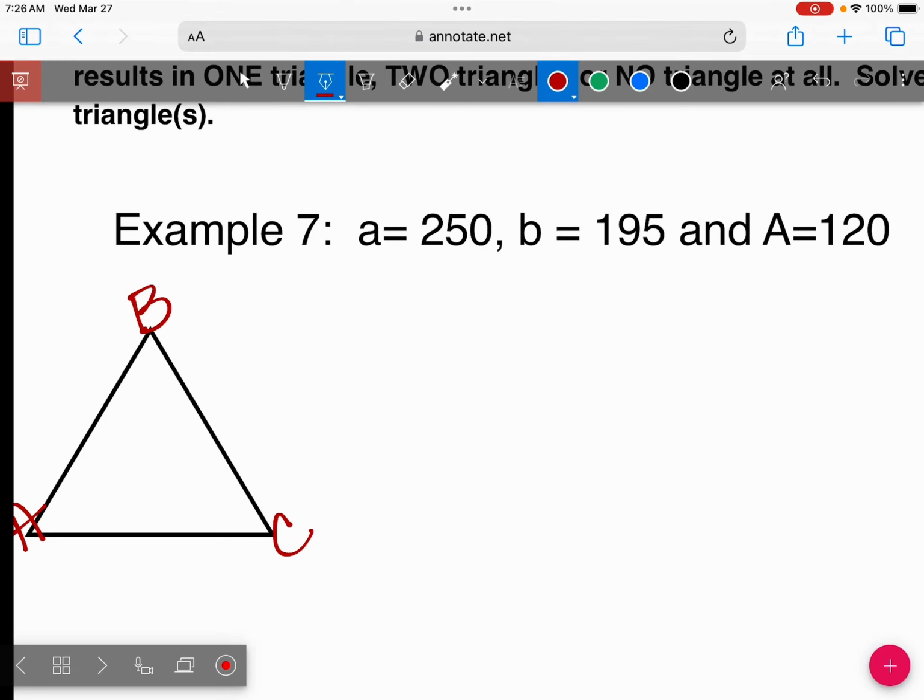Yep, start filling in your information for the triangle that we have. And then we're going to work through this to see if this is going to be that situation where we have one triangle, two triangle, or even no triangle. So let's start by setting it up.